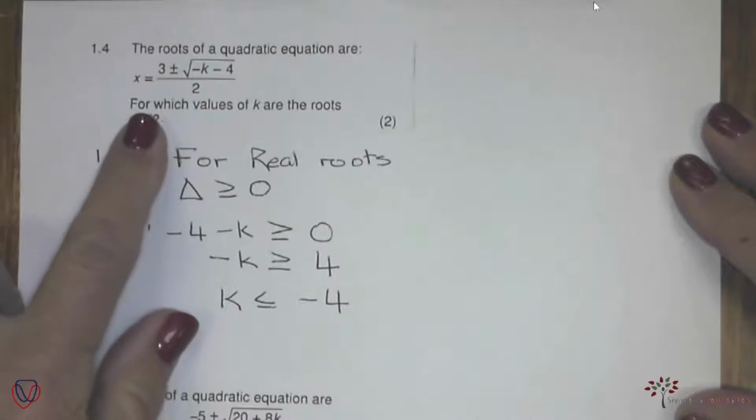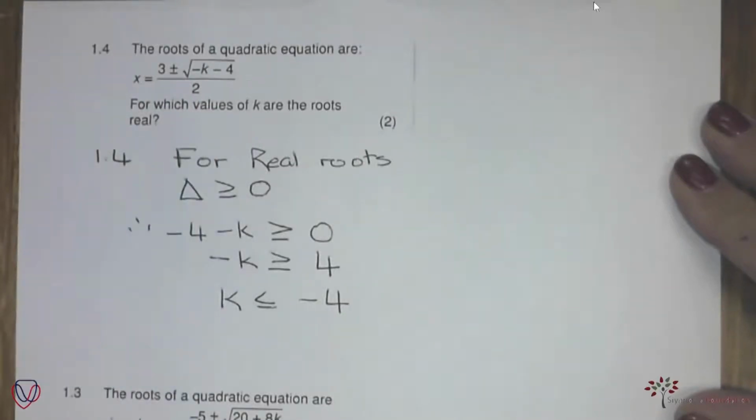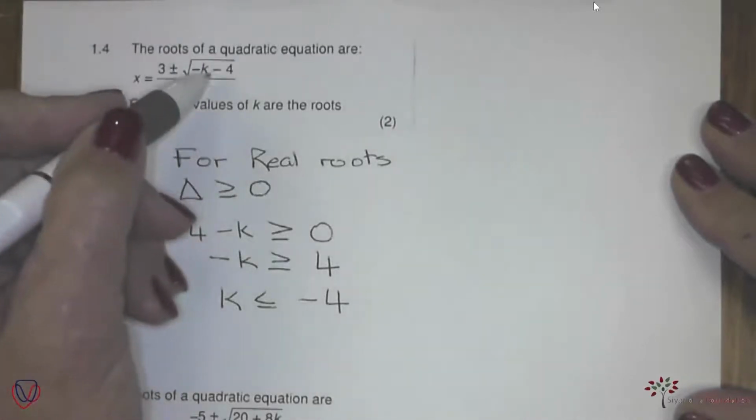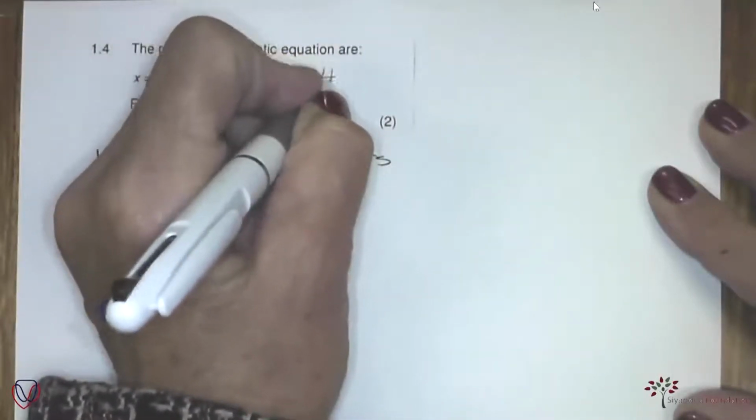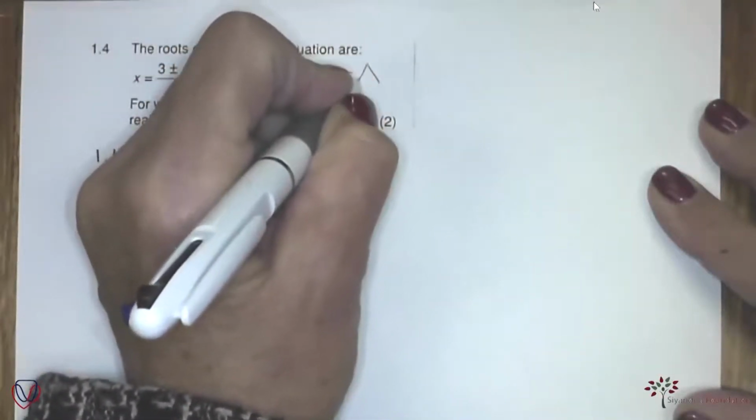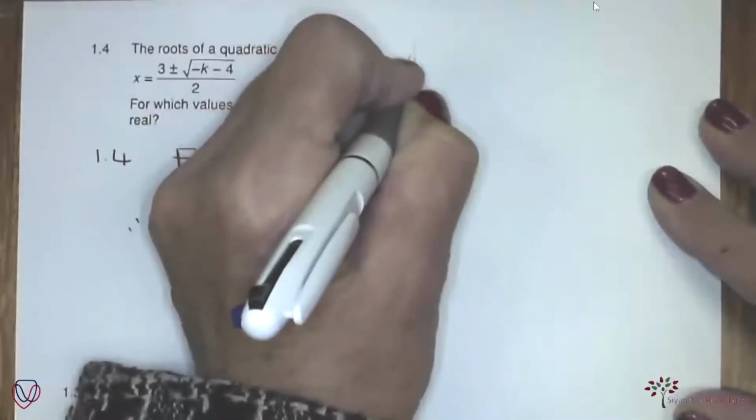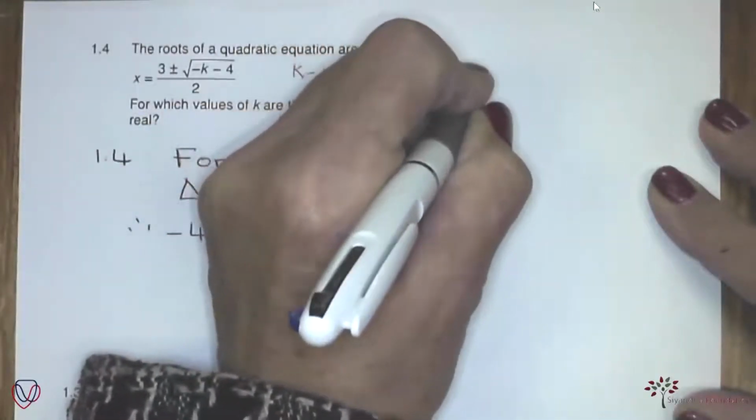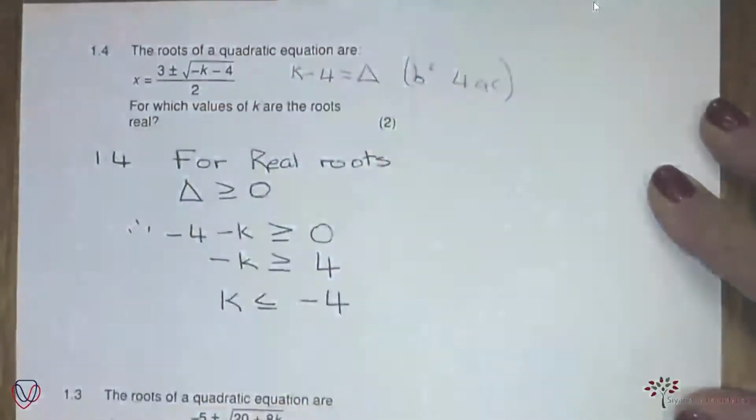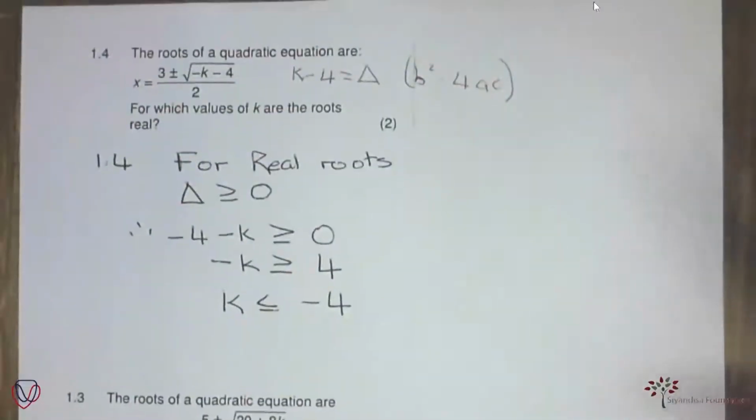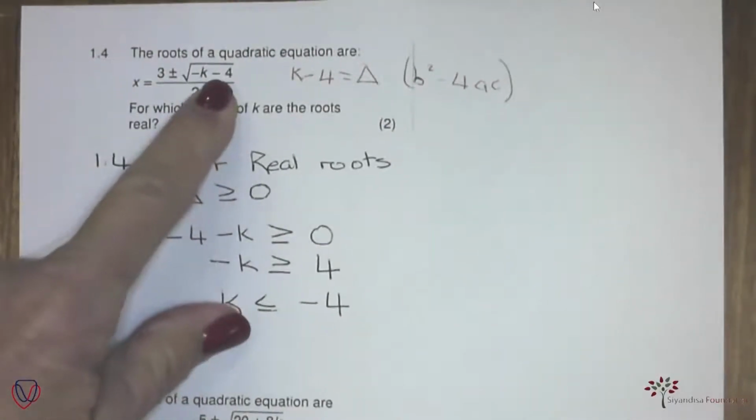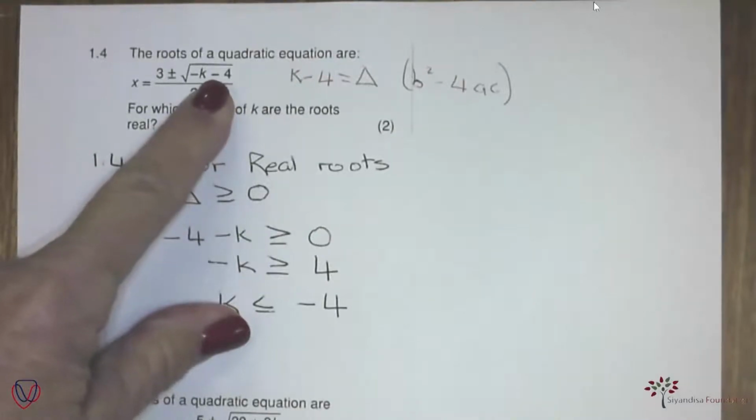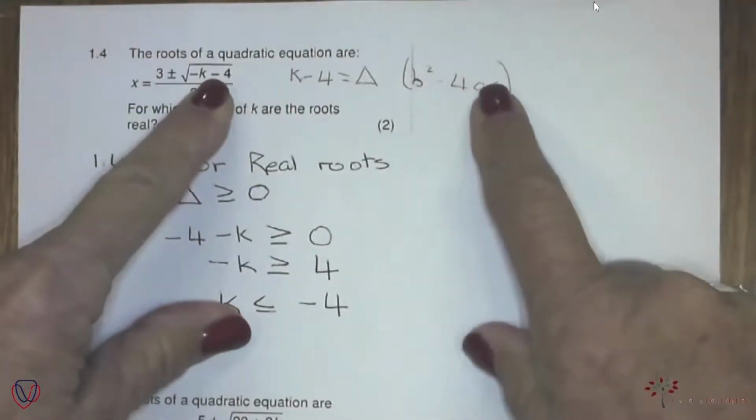The roots of a quadratic equation are this. Now people, can you see, let me just get another color pen. Can you see that this k minus 4 is actually your delta, because it is b squared minus 4ac. Can you see that? Okay, so they've actually given you delta. There it is. Normally, if you only have a quadratic equation, you must determine delta by using that formula.